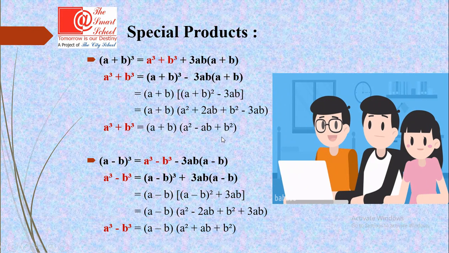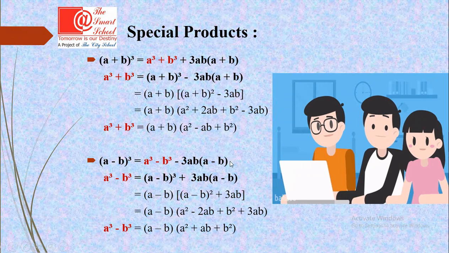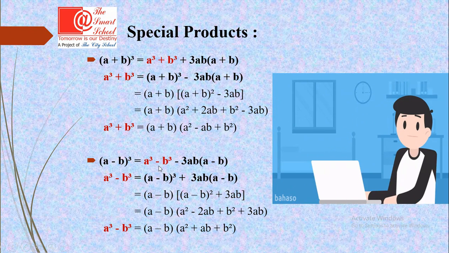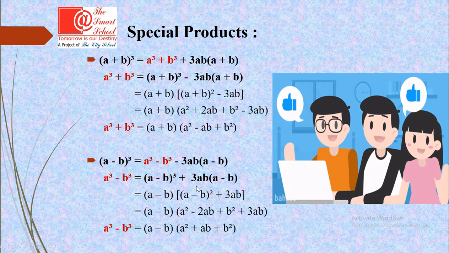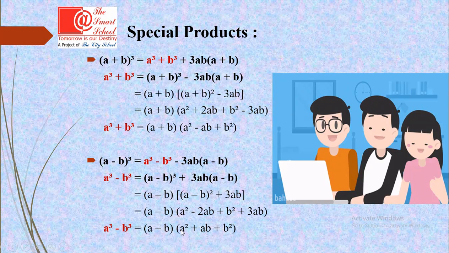I hope this is clear. The same way, a minus b whole cube is equal to, as you know, a cube minus b cube minus 3ab in bracket a minus b. Now we have to find the value of this part, so it will come over here and this minus sign will be a plus sign. We have solved it in the same way as we did here. So a cube minus b cube is equal to a minus b in bracket and then again bracket open, a square plus ab plus b square. I hope this is clear. This is almost the same thing as we have done earlier, only we have to find the value of this part.